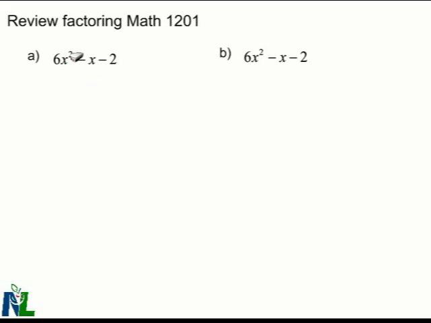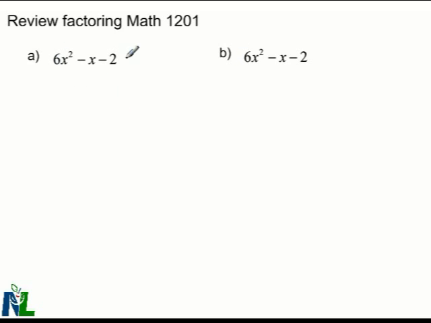In this video, we'll be further reviewing types of factoring for Math 1201. The type of factoring we're going to review in this video is often referred to as a box method or decomposition. We'll first complete the decomposition method of factoring for 6x squared minus x minus 2, and in a following video, I will address the box method.